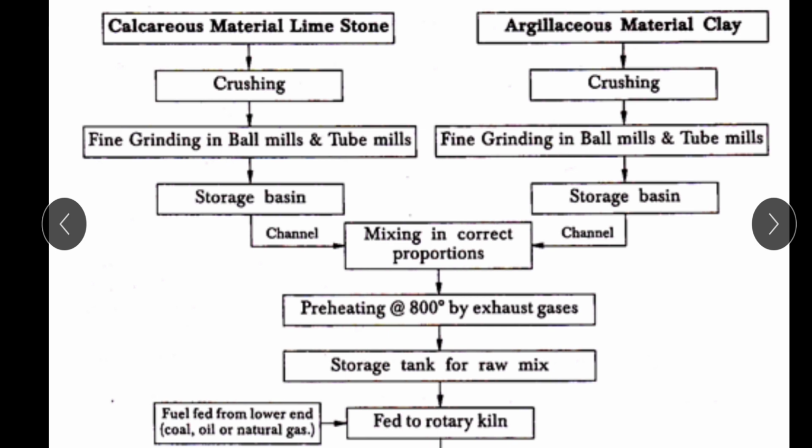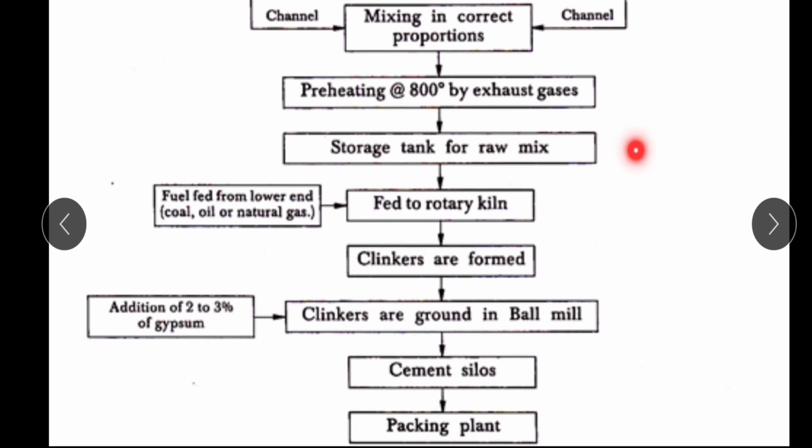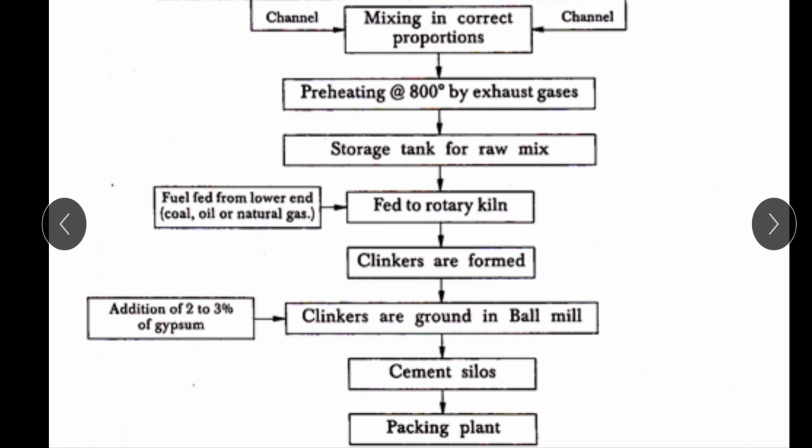In the dry process, calcareous and argillaceous materials are converted into powder form without any addition of water, and these finely ground materials are stored in two different storage basins and then mixed together. After getting into powder form and mixing in the correct proportion, preheating is applied at 800 degrees centigrade, heated with powdered coal or oil with natural gas, and then it will be converted into clinker formation.